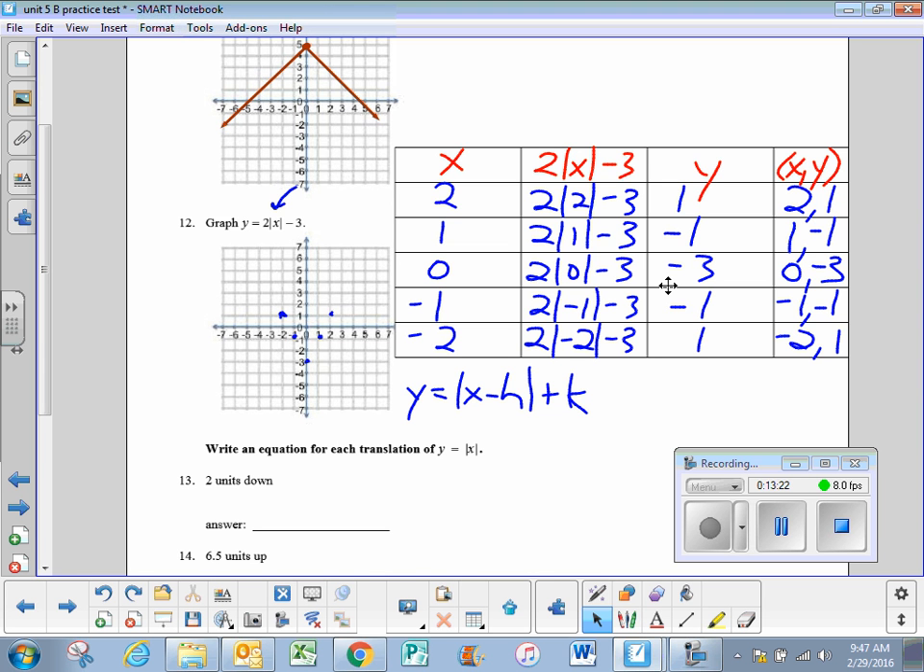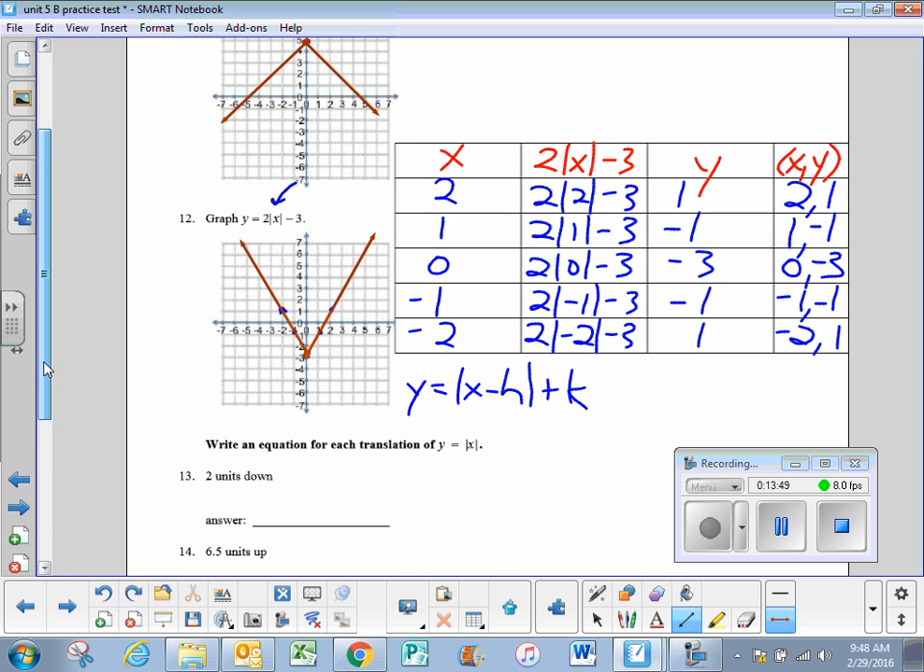Now, can I use my parent function here? You can. It's twice as steep. Narrower, because the slope is 2 or -2. So we're going to go up 2 over 1. There it is. But I needed to see that you understand how you get that. So if there's a table, you need to fill it out.